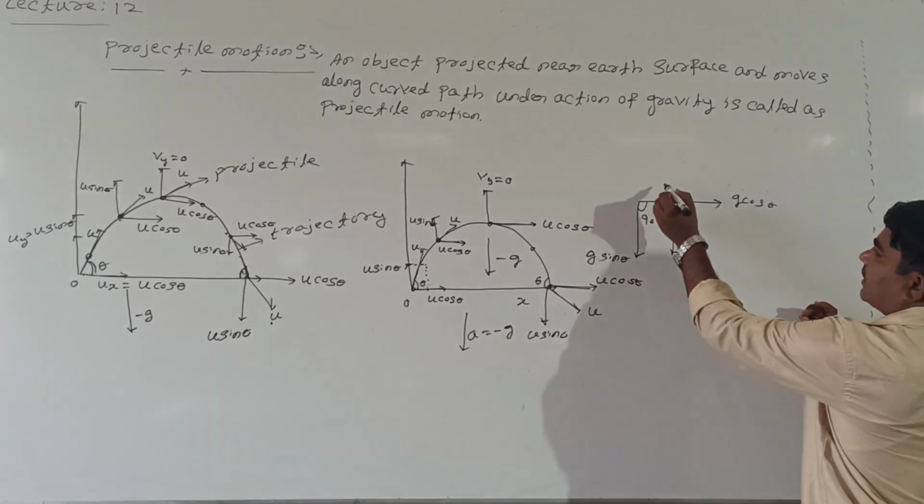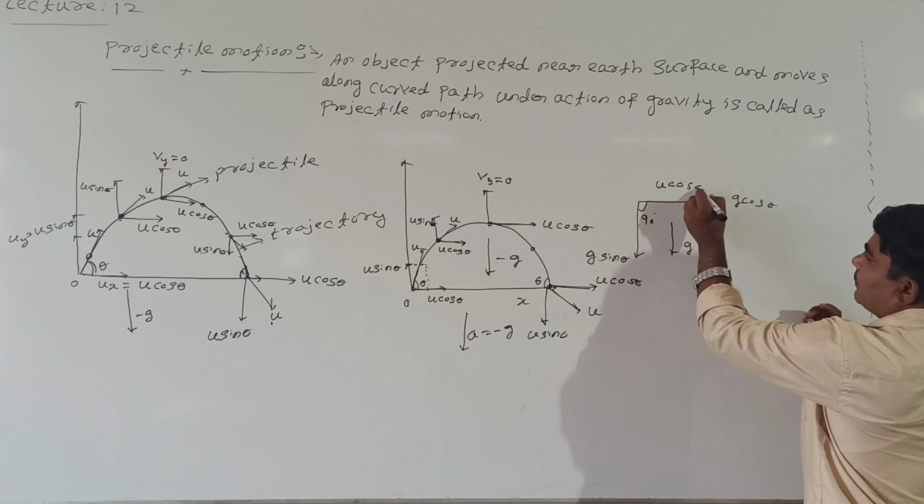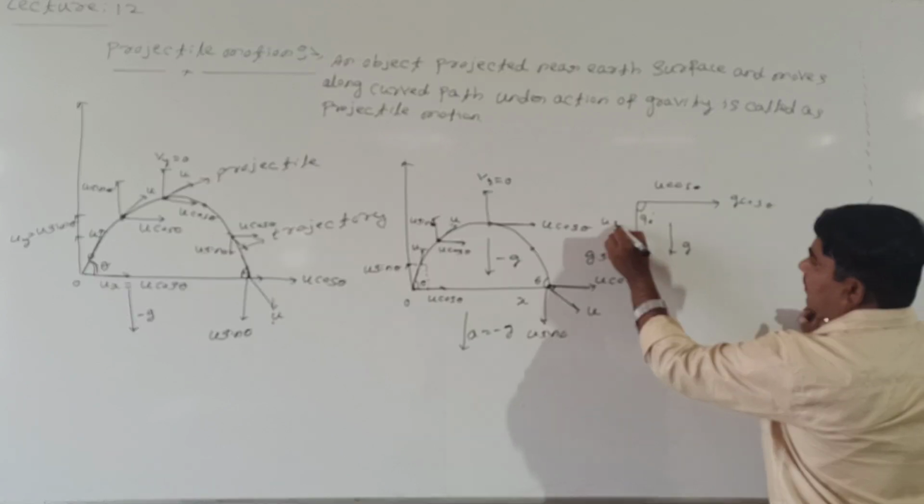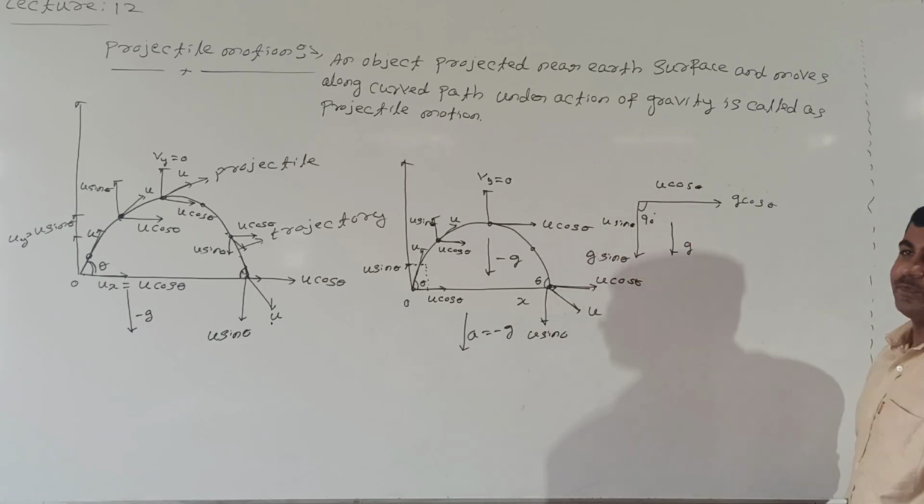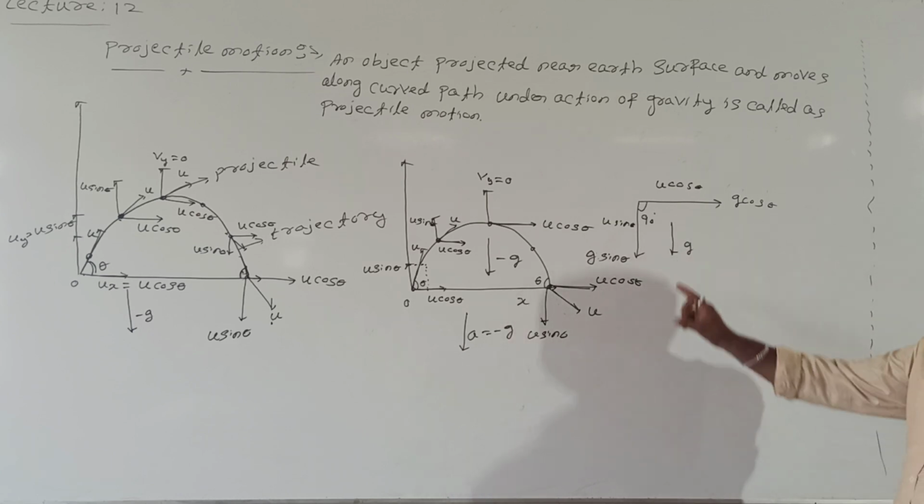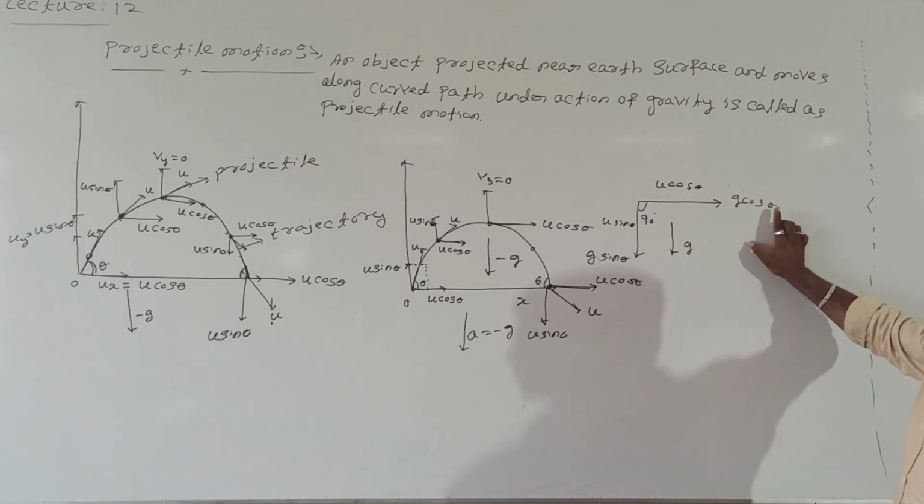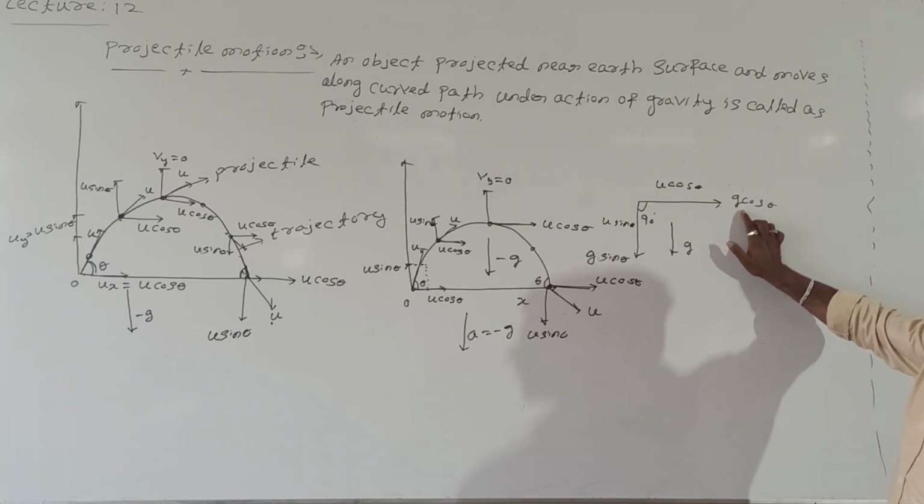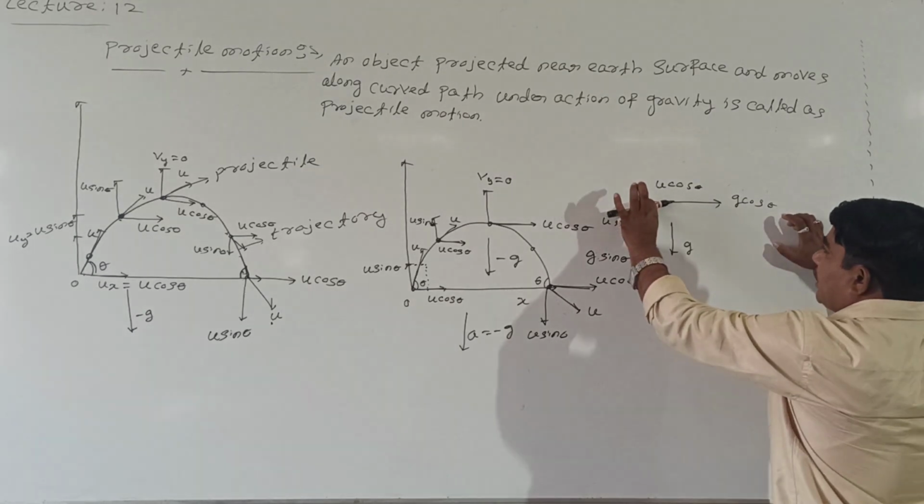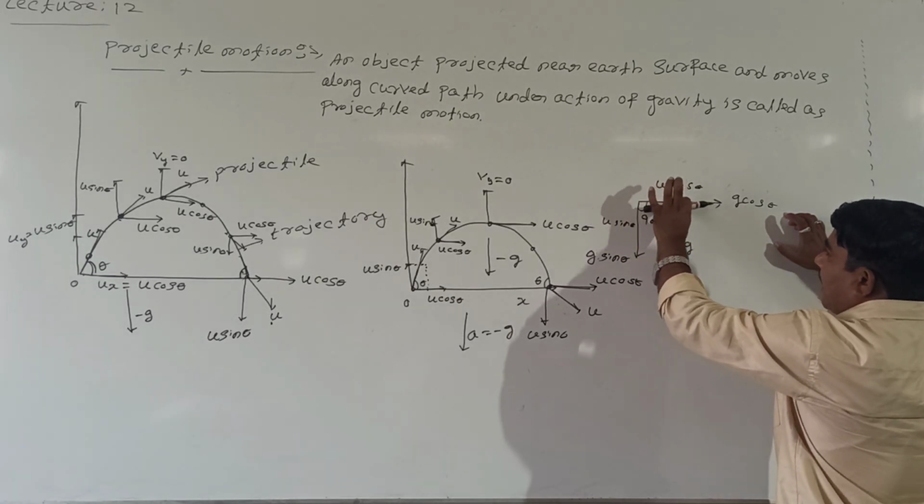Right. How velocities are there? Velocity equal to u cos theta. Here how much velocity? Velocity equal to u sin theta. Look at the g component. Angle between them how much? 90 degree. Cos 90, 0. G value how much? 0 here. I mean, along the horizontal component, no acceleration due to gravity is acting.